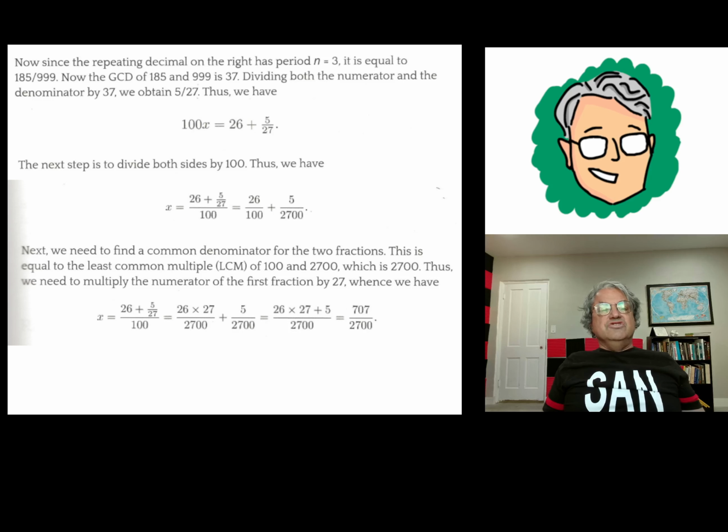And to get the first fraction over 2700, we have to multiply both the numerator and denominator by 27. So we're going to get 26 times 27 in the numerator of the first fraction, over 2700, plus 5 over 2700. So the whole numerator is going to be 26 times 27 plus 5. The denominator is 2700. If you work out 26 times 27 plus 5, that turns out to be 707. So the answer is 707 over 2700.